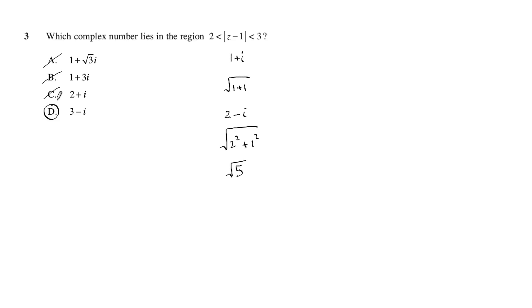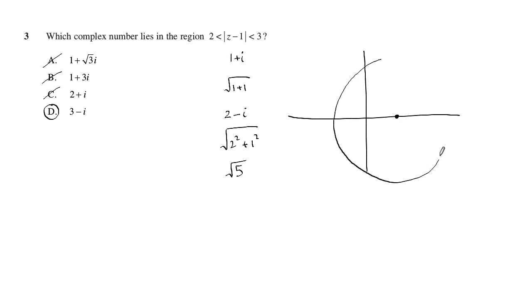The other way that you could work it out is you could actually sort of picture what's going on there. z minus 1, this thing kind of also means the distance between z and 1. And that distance is between 2 and 3. So that actually gives us like a circle.